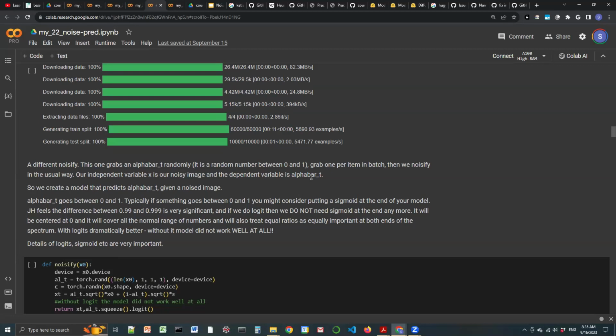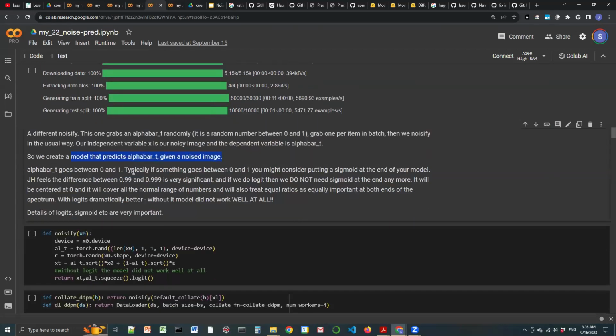And alpha bar t, as you can recall, is just an equation to get to the t value. So once you have alpha bar t, we can get the t value. That means we can say what is the amount of noise, or what's the fraction that we are through in terms of adding noise. So we create a model that predicts the alpha bar t given a noisy image. So alpha bar t goes between 0 and 1.